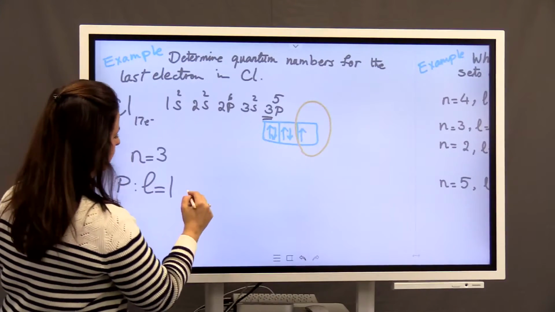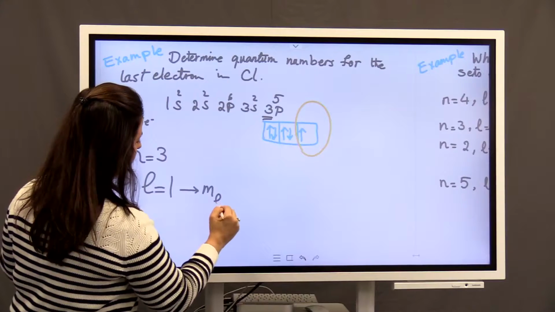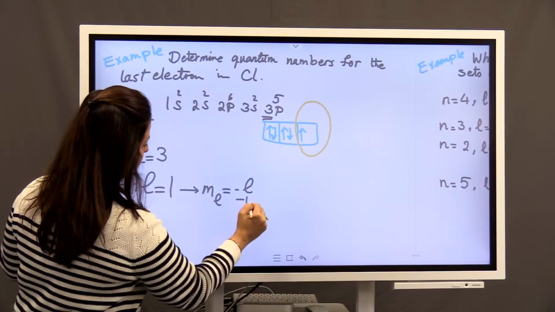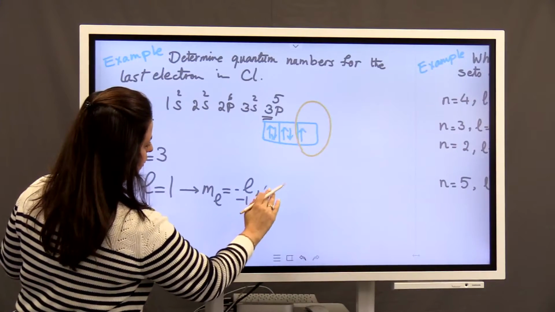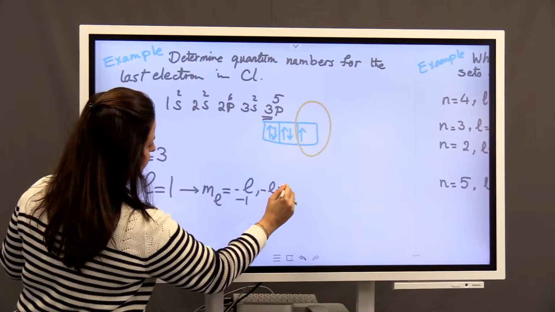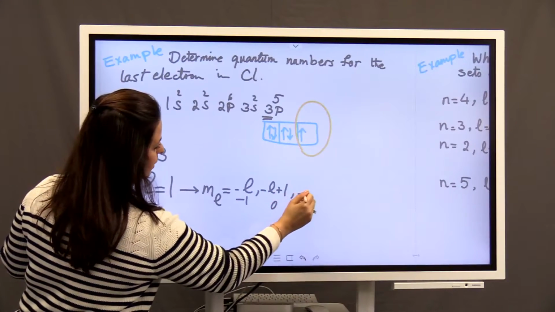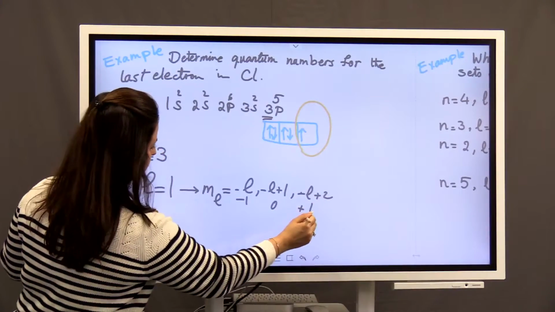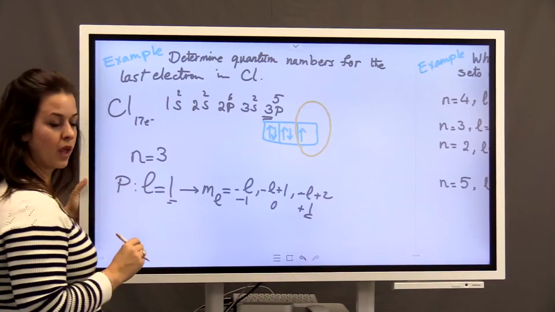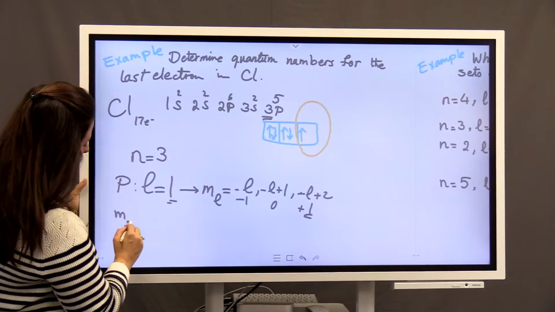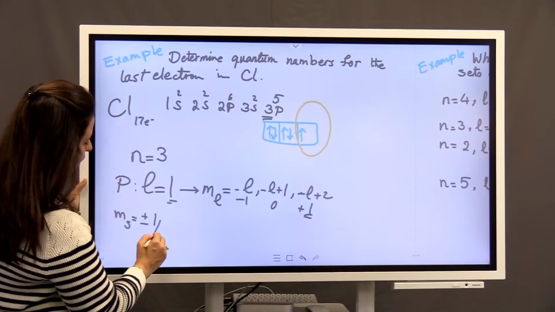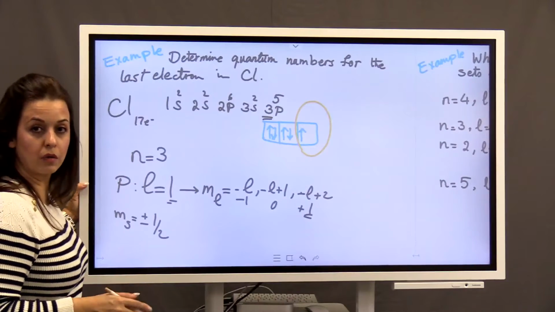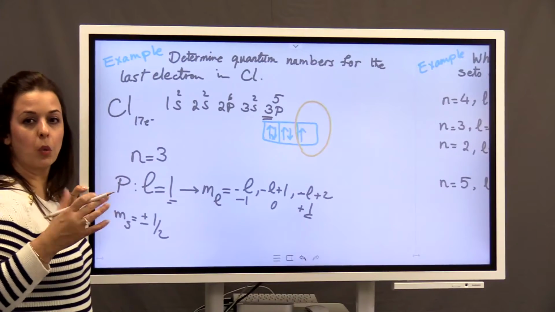You just need to calculate ML. ML values are minus L, which is minus 1, minus L plus 1, which is 0, minus L plus 2, which is 1. You have this positive 1, so stop. And you say MS is always either positive or negative half. You don't know if it's spinning clockwise or counterclockwise, but it's either of them.